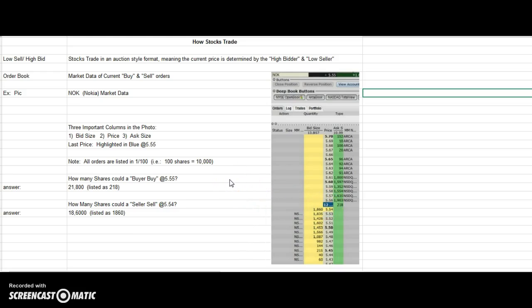So if I were to ask you, how many shares could a buyer buy at 555? And the answer would be 218. And actually these numbers are listed as 1/100th, so this is actually 21,800. How many shares could a seller sell at 554? So at 554 you see 1860, which is actually 18,600.